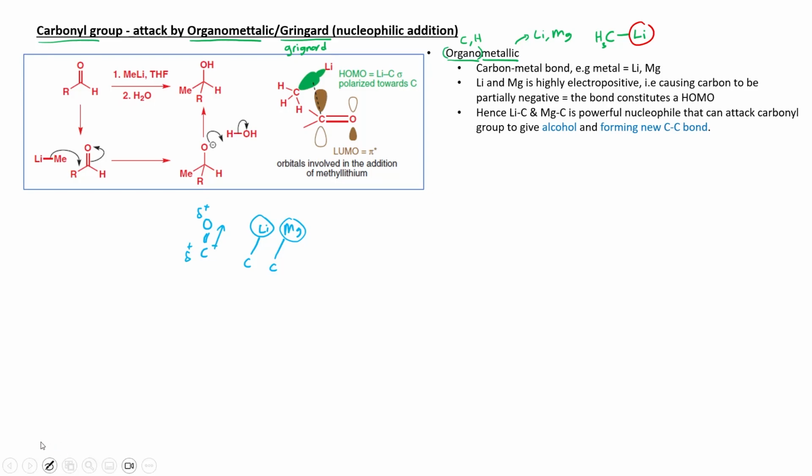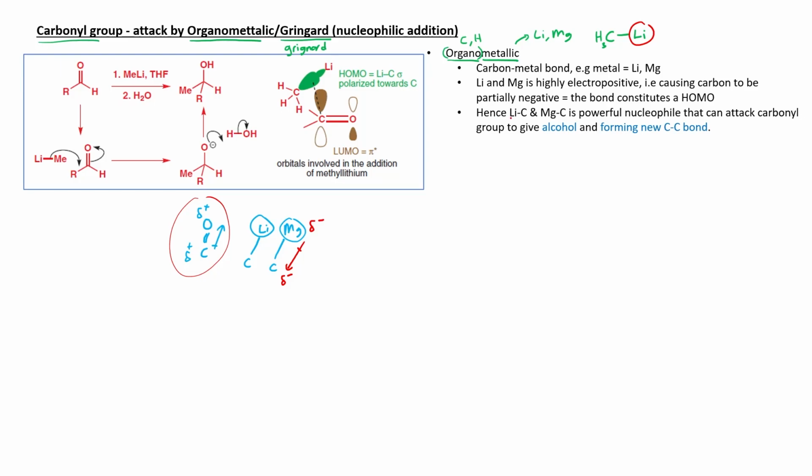So what will happen then, the electrons are somehow withdrawn to the carbon. So now instead of carbon becoming partially positive, in this case carbon becomes partially negative, whereas this metal becomes partially positive.